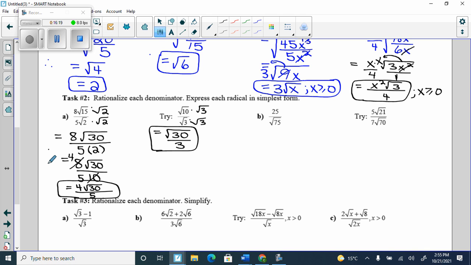B, I have a root 75 in my denominator. How do I get rid of it? Multiply by root 75. So I'm going to get 25 root 75 over 75. Can I reduce the root 75? Yeah, into what? 25 and 3.